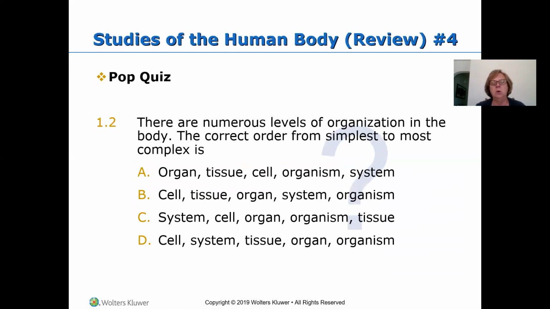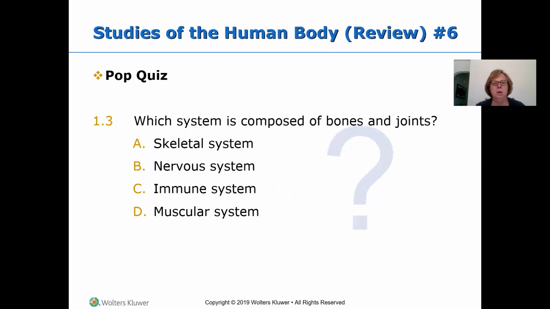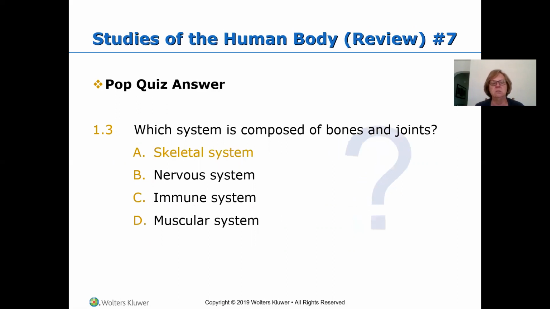Okay, and then there are numerous levels of organization in the body, and we went through this, and if you look, it would be the cell, tissue, organ system, and organism. And then bones and joints, which I just said, you should know that that is the skeletal system.